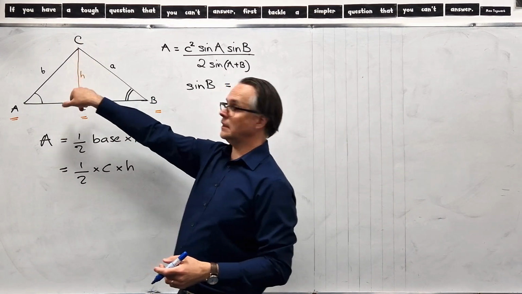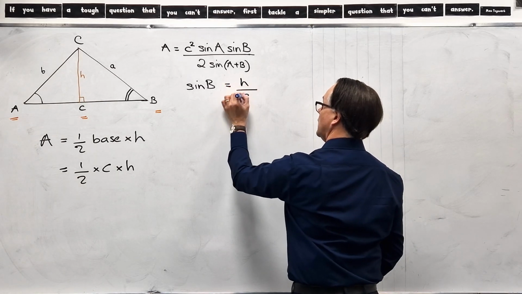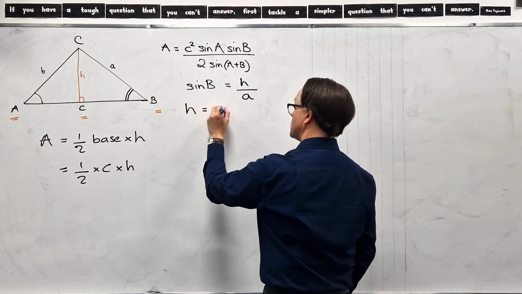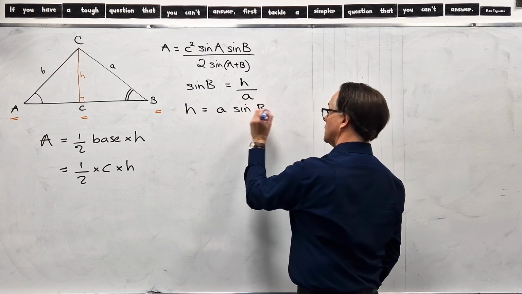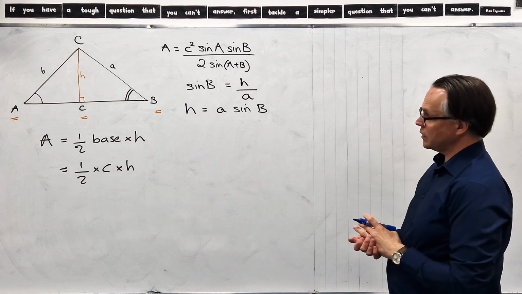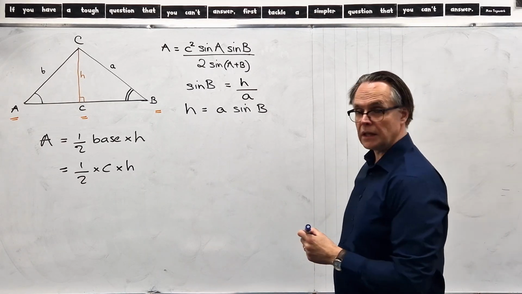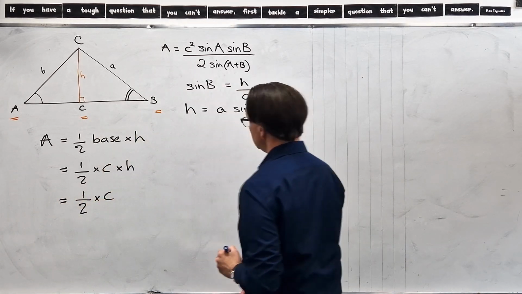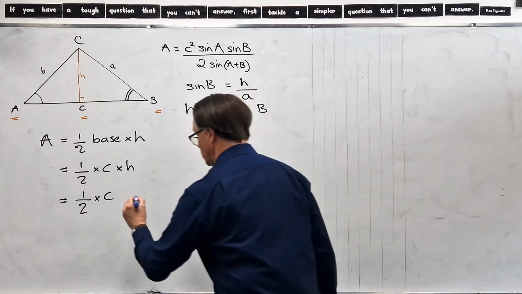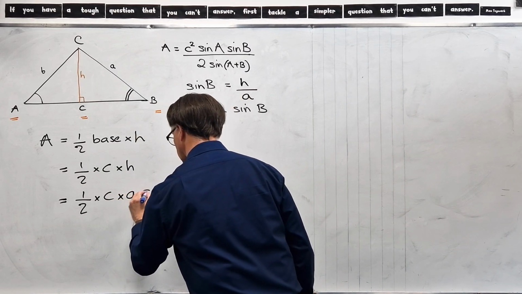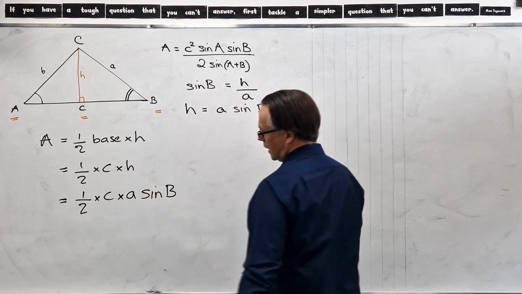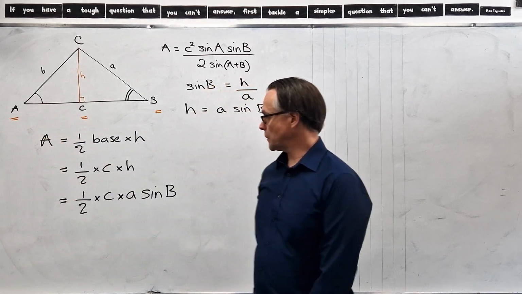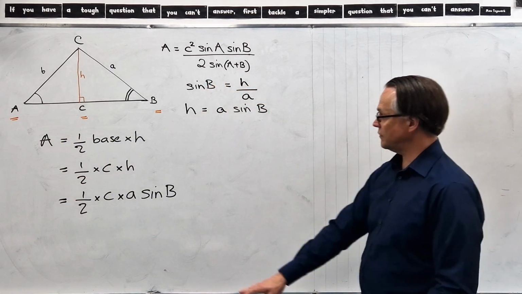So I've drawn this height in here. So H over A, which means that H is equal to A sine B. So I could now swap that. I could say the area is now equal to a half times C times A sine B. But we don't know what A is. We only know what big A is. So we need to get rid of that somehow.